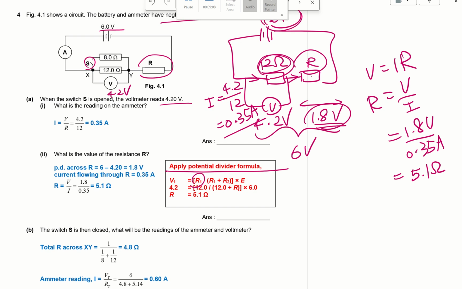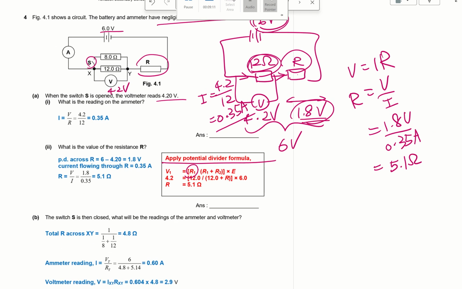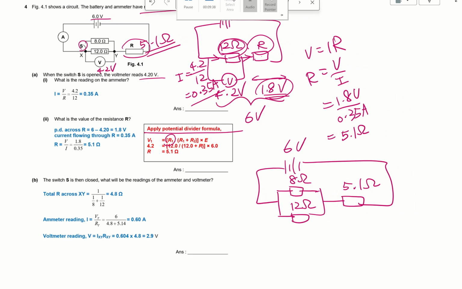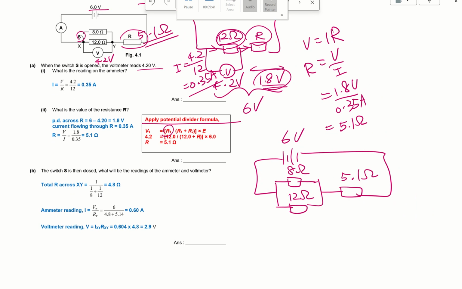Okay, then since we now know the resistance of R, which is 5.1 ohm, which won't change because it's a fixed resistor, we can proceed to part B, which now the switch S is closed. So the equivalent circuit will then look like this. I have a 8 ohm here, I have a 12 ohm here. Just now the 8 ohm wasn't around, plus I have a 5.1 ohm here. Okay, so it's always good to do a very quick sketch of the new circuit. So they want us to find the reading of the ammeter and voltmeter. Now voltmeter is still across the 12 ohm and 8 ohm.